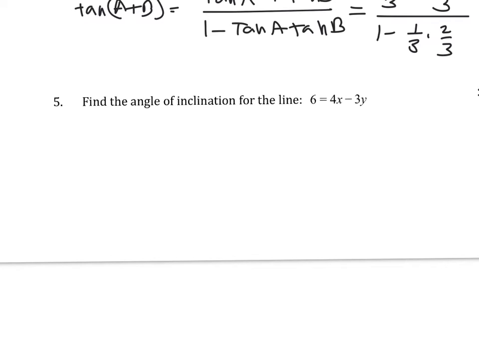Let's keep going. Number 5. Angle of inclination for the line 6 equals 4x minus 3y. For questions involving angle of inclination, we need to get a slope. We need to be thinking in terms of slopes and angles. So looking at 6 equals 4x minus 3y, I don't right away know what the slope should be. So I want to convert it to slope-intercept form.